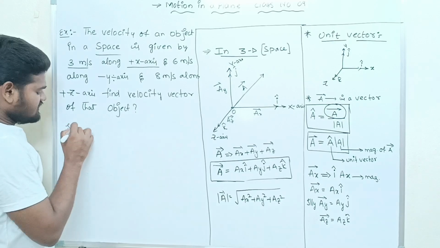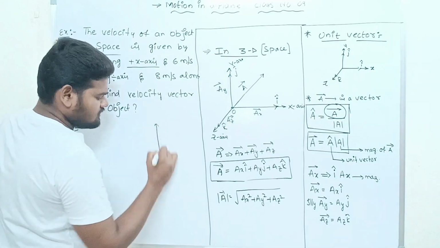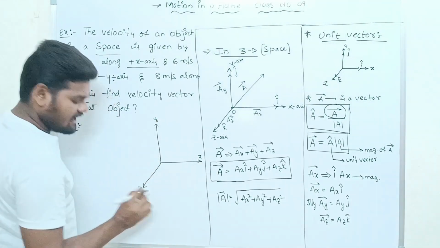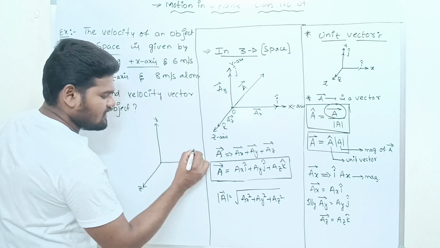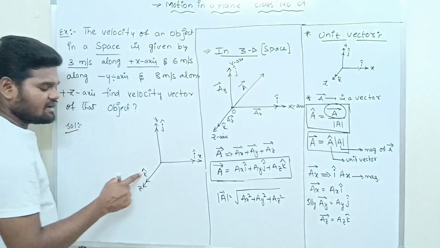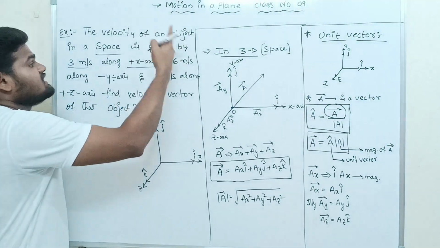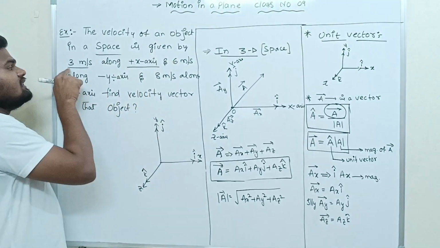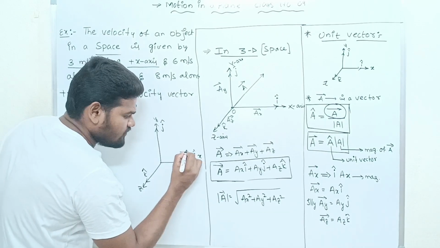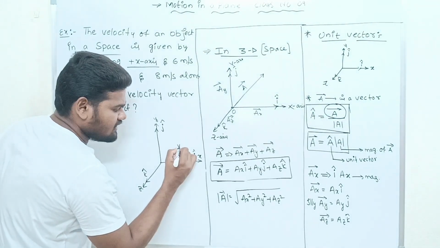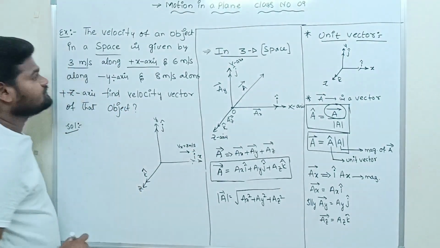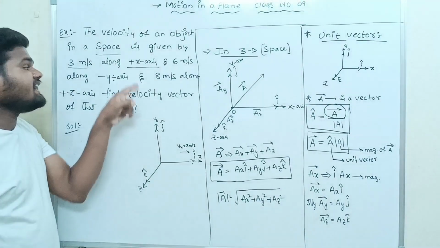Have a look. Solution. As we know, this is the x-axis, y-axis, z-axis. i cap is the unit vector along the x-axis, j cap is the unit vector along the y-axis, and k cap is the unit vector along the z-axis. The velocity of an object in space is given by 3 meter per second along the positive x-axis. That means the object is moving towards the positive x-axis with a speed. Velocity of the object along the x-axis is 3 meter per second.